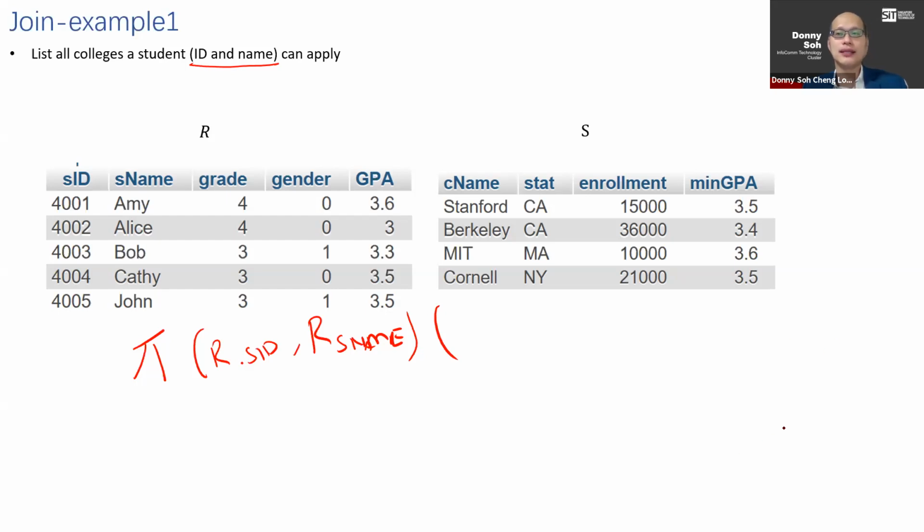The complicated part is what is inside. We probably need to do a join between these two. Intuitively, this is the minimum GPA that they accept, and this is the GPA that the student has. So when they can apply, what we are looking for is the records in R with a GPA greater than or equal to the minimum GPA of table S.